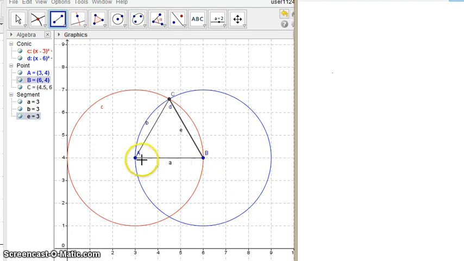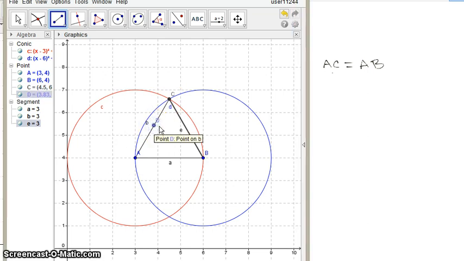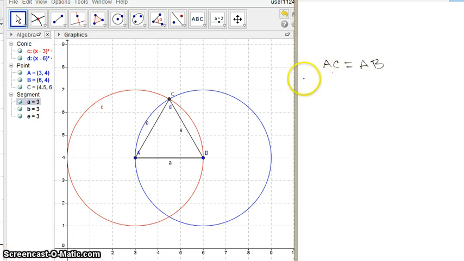So the proof, point A is the center of BCD, the red circle. That means that AC equals AB. Now that's because these two are radiuses. So for example, AC is the radius of this red circle, and so is AB. And we know that radiuses are equal to each other. So that's why we're allowed to say what we did right here. That's step 5.